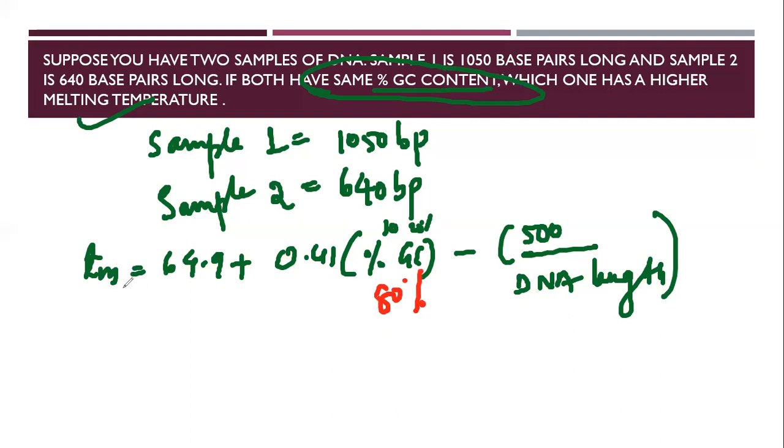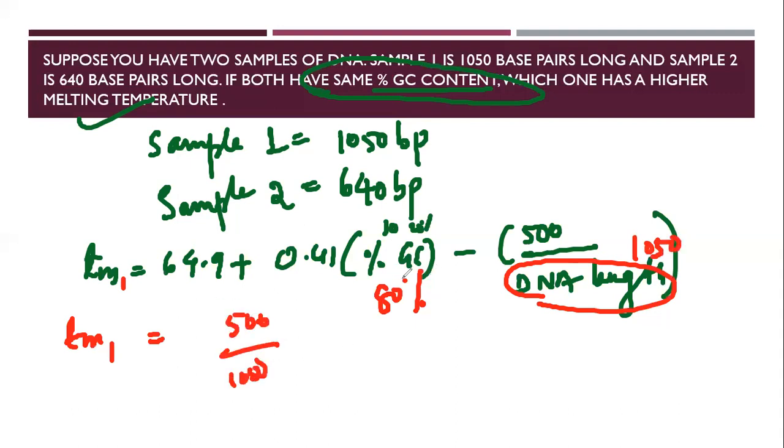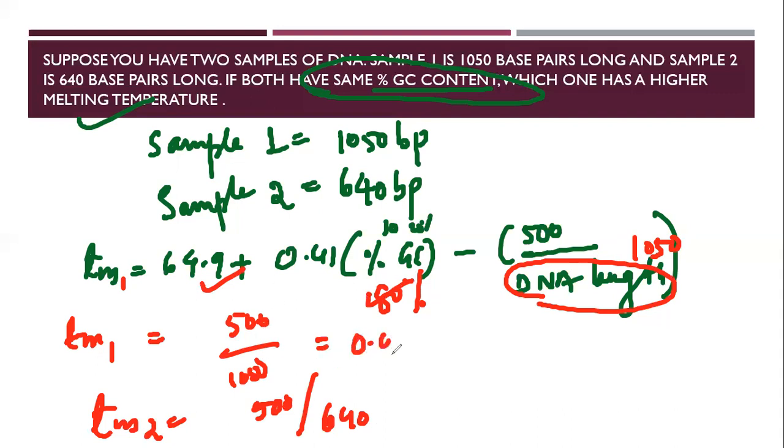In case of Tm1, how much do you get when you solve it? Instead of DNA length over here, in sample 1, that is Tm1, it will be 1050. Rest all is the same. And in case of Tm2, it is going to be 500 by 640. Now if you divide, what value do you get? It is around 0.48 and this is around 0.78.